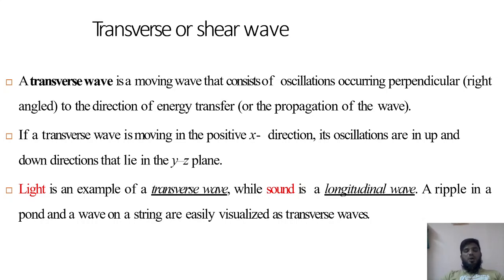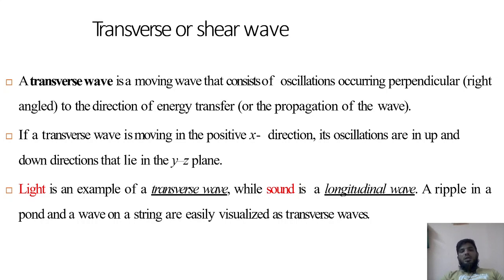So how to identify the difference between transverse waves and longitudinal waves: in longitudinal waves there will be a formation of compressions and rarefactions, whereas in transverse waves there will be a formation of crests and troughs. Light is an example of transverse waves, while sound is a longitudinal wave.